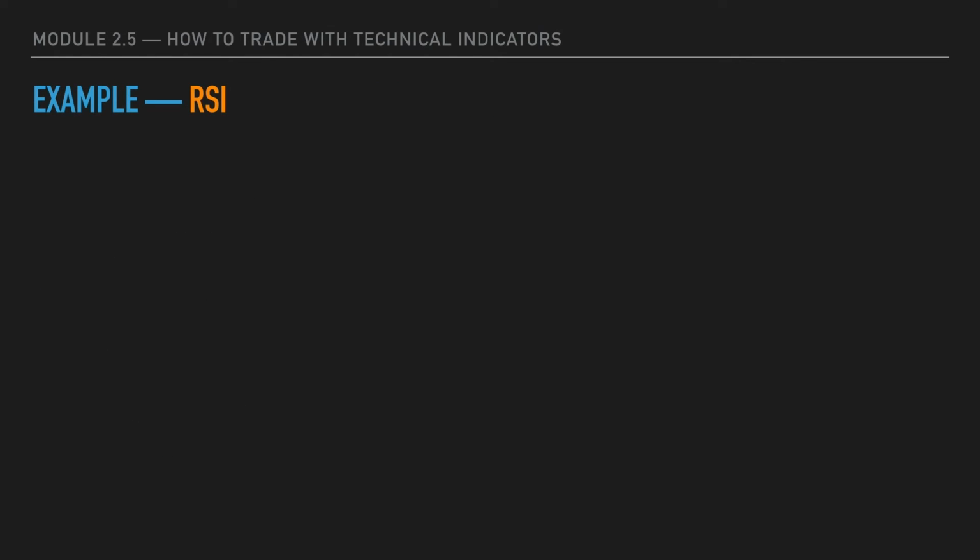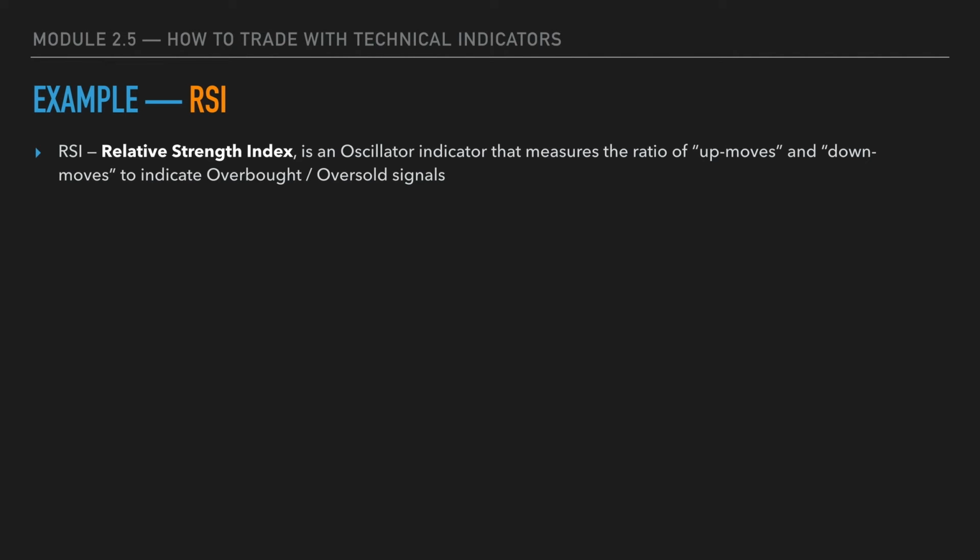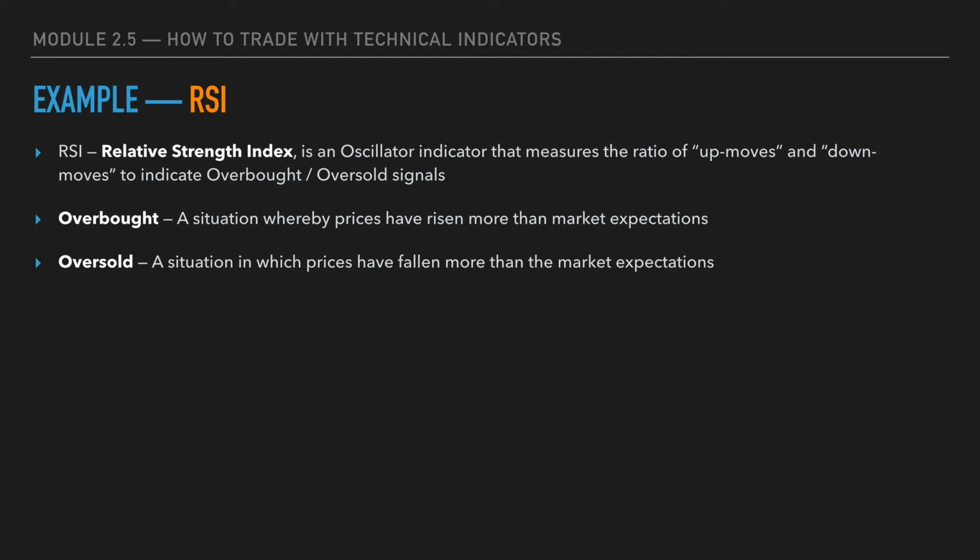All right, let's take a look at another popular technical indicator called RSI. RSI stands for Relative Strength Index. It is an oscillator indicator that measures the ratio of up moves and down moves in the market to indicate overbought and oversold signals. Overbought is a situation when the price has risen more than the market expectation. On the other hand, oversold is a situation when price has fallen more than the market expectation.